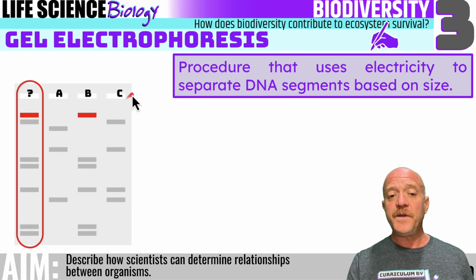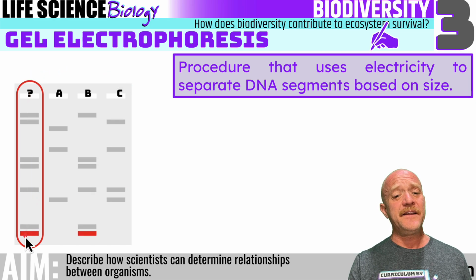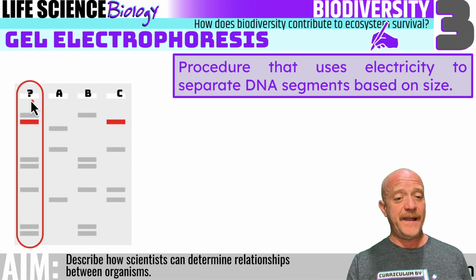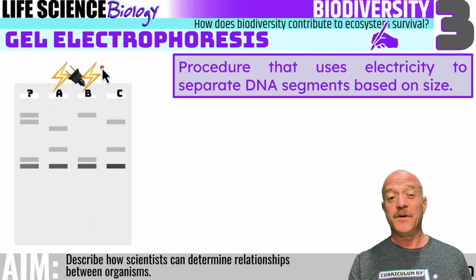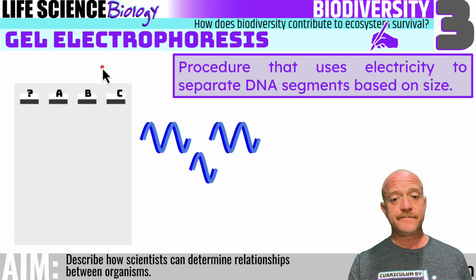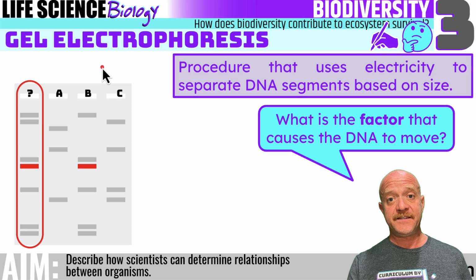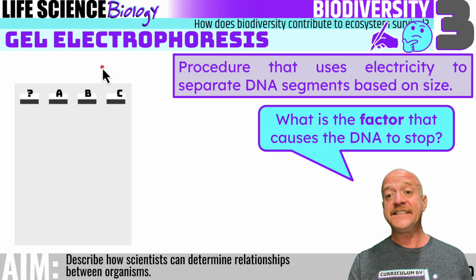Now remember, the electricity causes the movement, and the size of these DNA segments will cause them to stop. So once everything is completed, you will compare for similar bands. If you look here, this is the original one, and we're comparing it. The one with the most similarity will be the one that is the most closely related. So if you look here, that would be species B. Okay, so what is the factor that causes the DNA to move in the first place? After you answer that, I want you to tell me what is the factor that causes the DNA to stop.